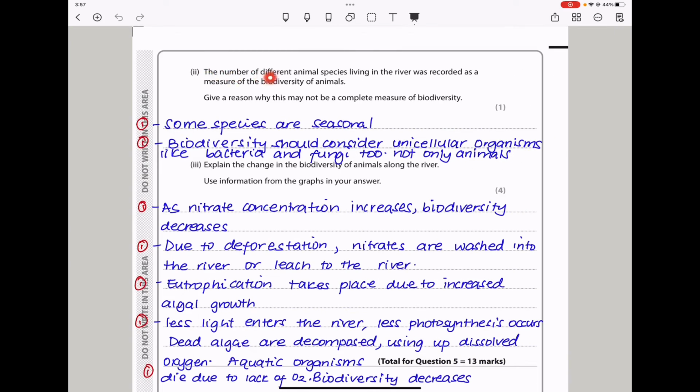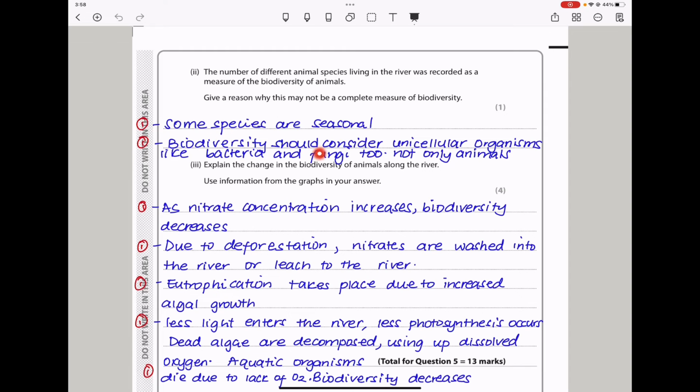Here they say the number of different animal species living in the river was recorded as a measure of the biodiversity of animals. Give a reason why this may not be a complete measure of biodiversity. It may not be a complete measure because some species are going to be seasonal. They'll be there at a specific period of time of the year.